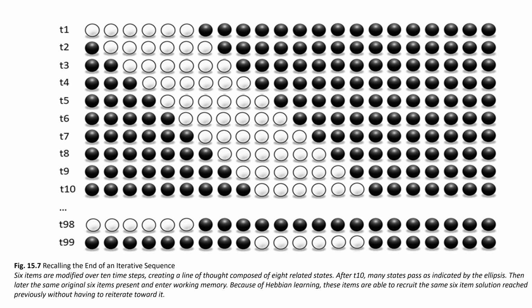Well, the next time they have this thought, instead of having to iterate through multiple different ideas, they can just go straight to their conclusion about asking their friend. And you can see there at the bottom, at time 98 and time 99.